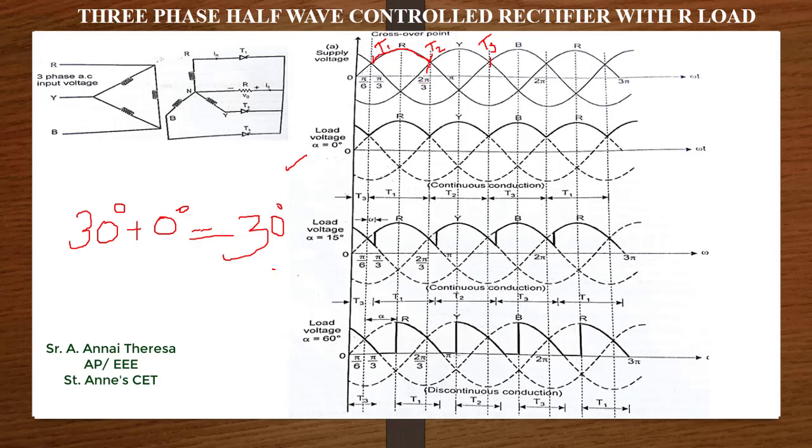Okay, so then what will be the output? The Y phase voltage. So the Y phase input voltage will appear across the load. The Y phase voltage will appear as the output. See here, then at this point, from this point to here, the B phase is maximum.